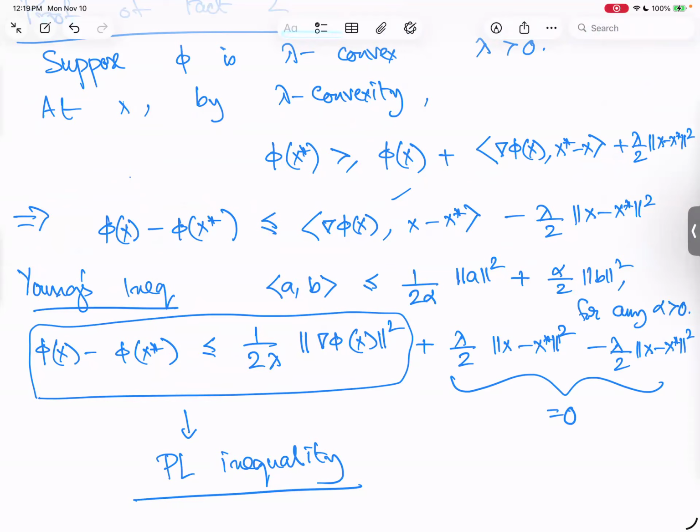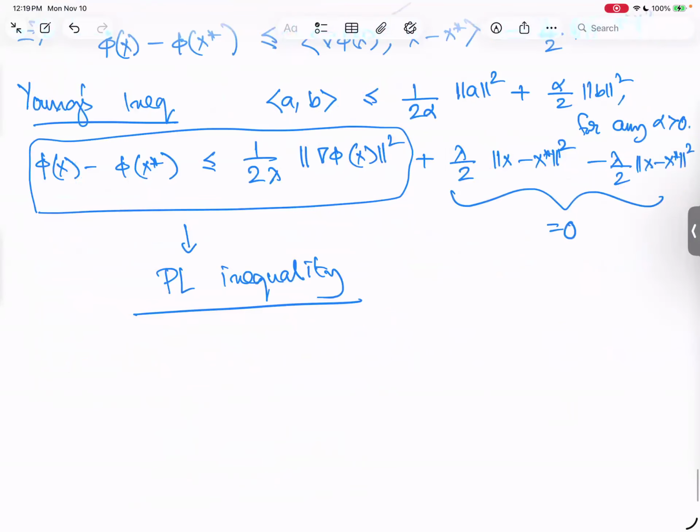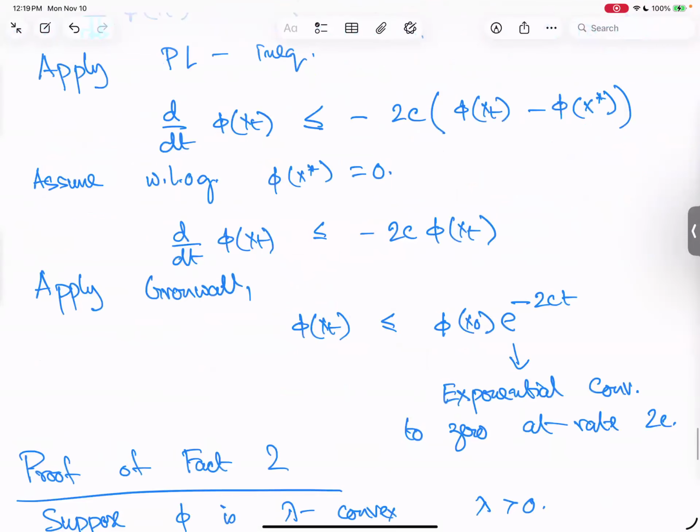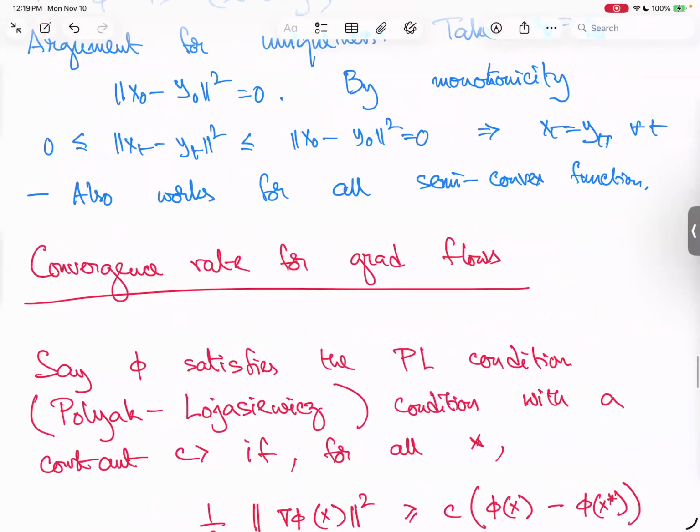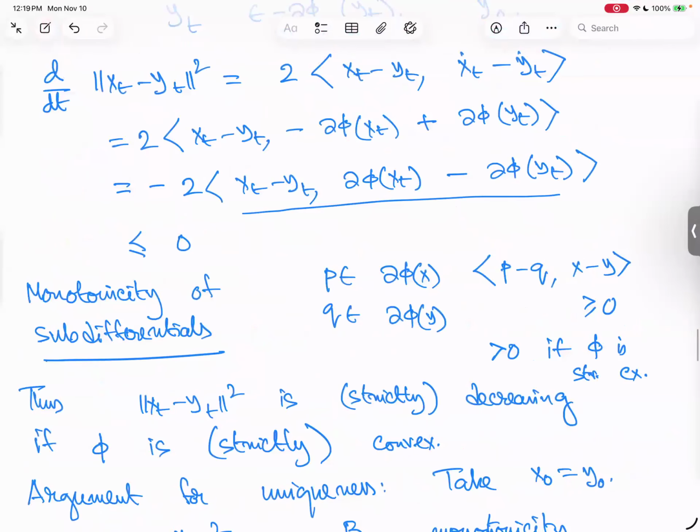that lambda convexity is actually much stronger than the PL inequality. And there are functions which are not lambda convex that can satisfy the PL inequality. So lambda convexity is stronger. And the way to see that this is stronger is to go back here. Go back to this argument that we had done.